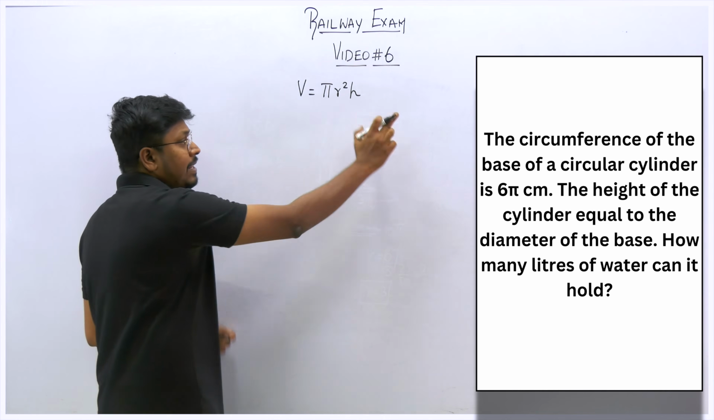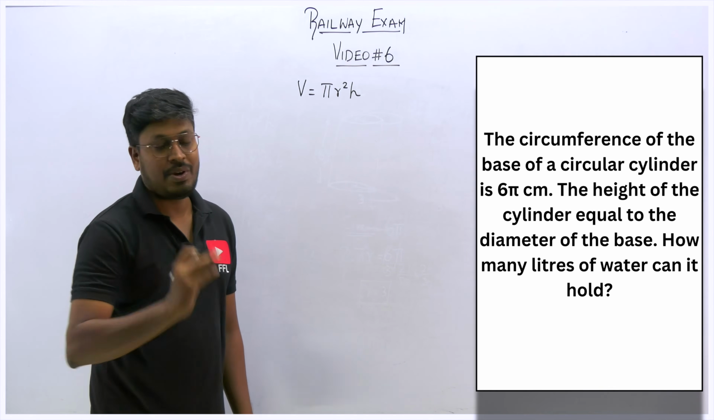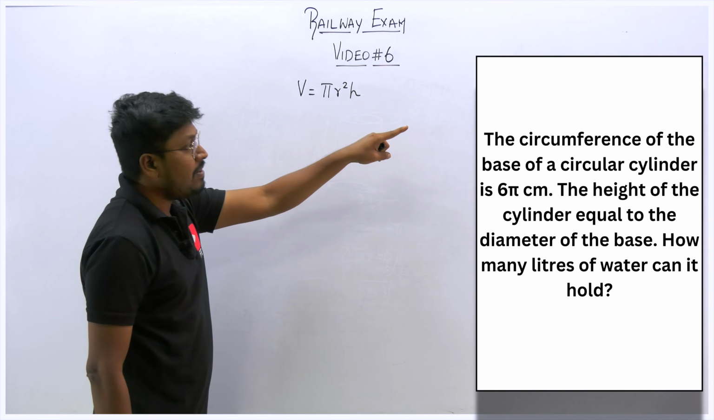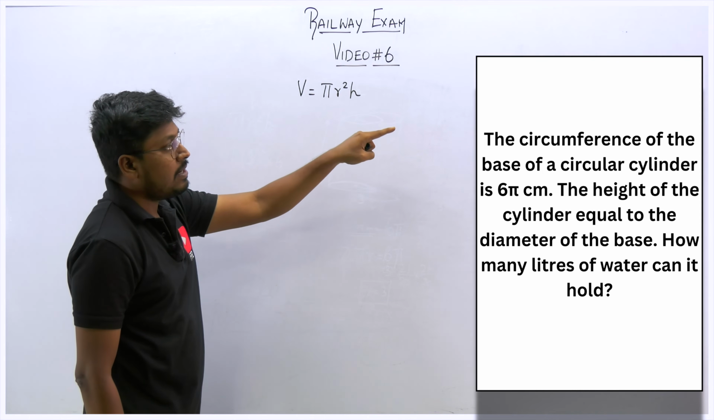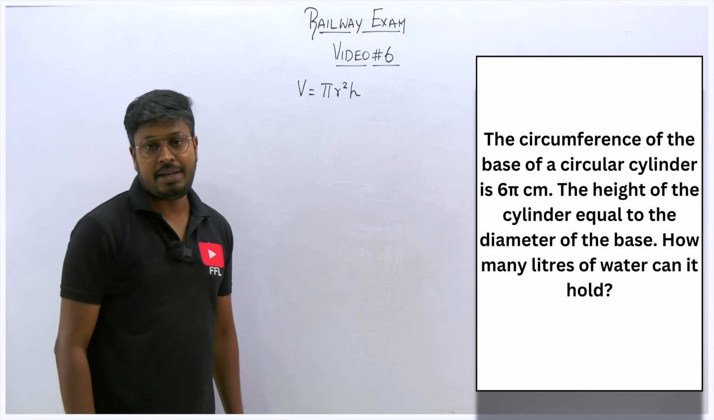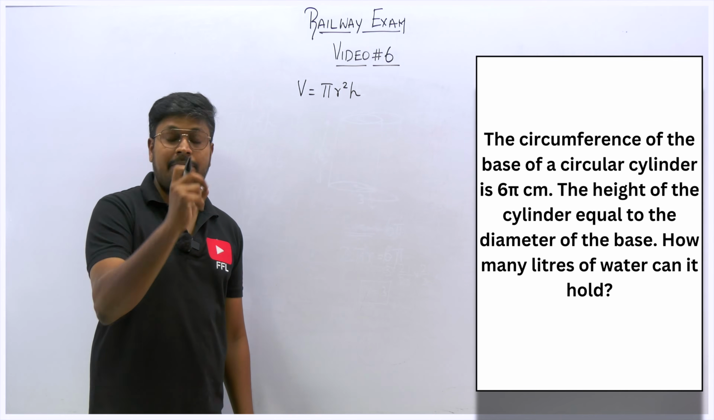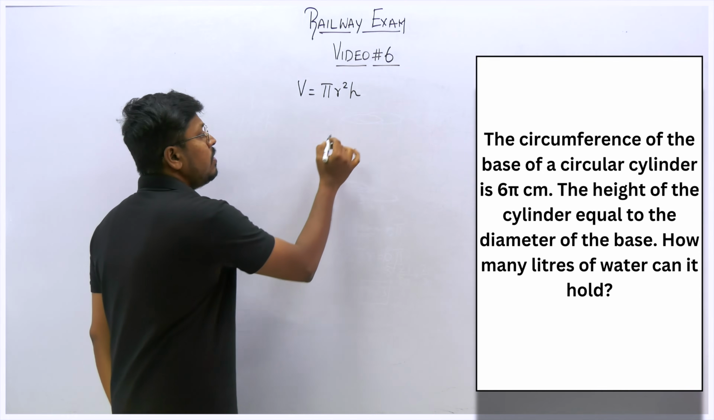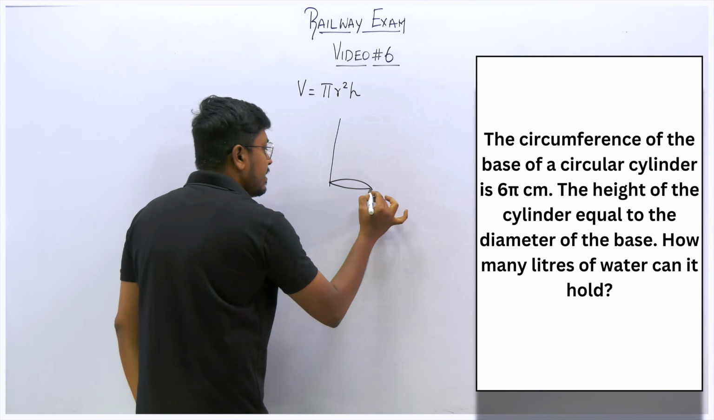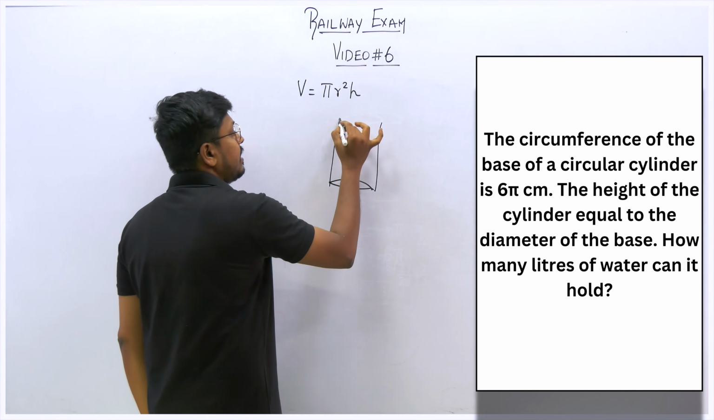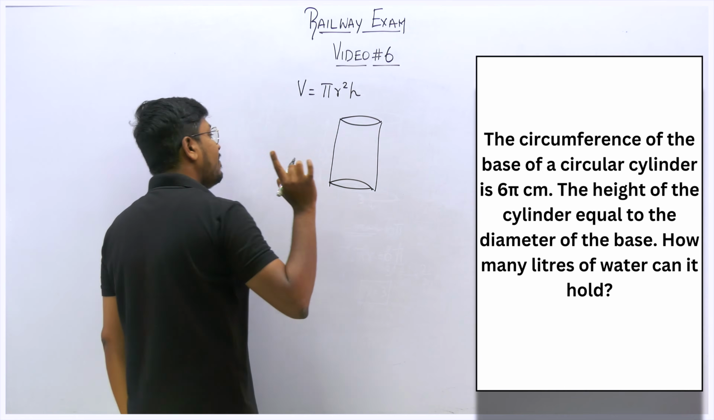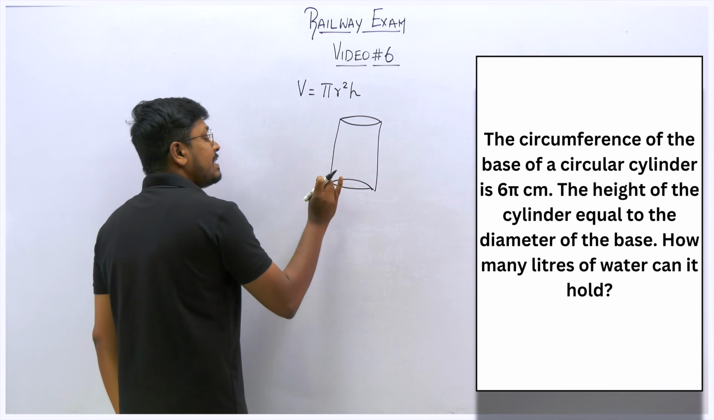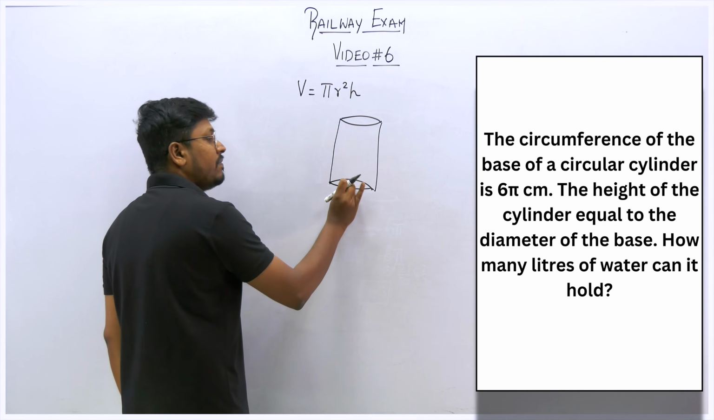Just check whether all the values are given in the question. First, whether the radius has been given? No, radius was not given. And whether height has been given in the question? The height of the cylinder is equal to the diameter of the base. So the base diameter will be equal to the height of the cylinder. That value is also not given. Radius is not given, height of the cylinder is also not given. But they have given only one value, the circumference of the base of the cylinder.